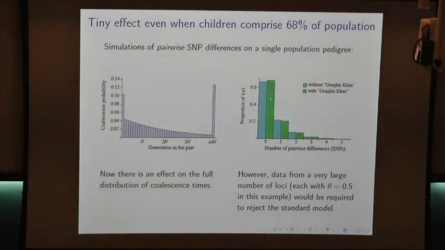This toy Genghis Khan example has more 0 SNP loci, loci that show no differences. It's due to this, but it's not as dramatic as the picture here. I think I calculated this, it takes something like maybe 1,000 loci for me to distinguish between those two things.